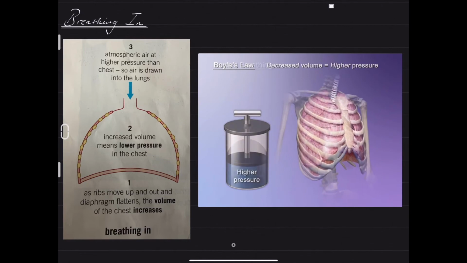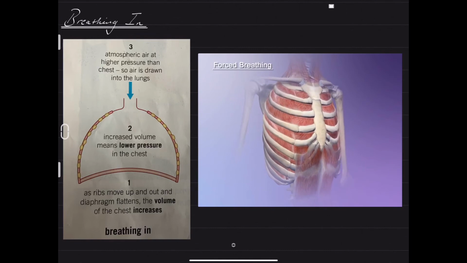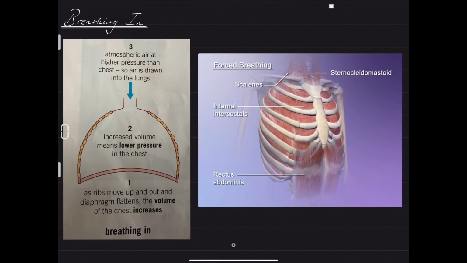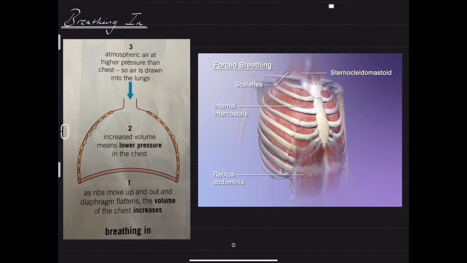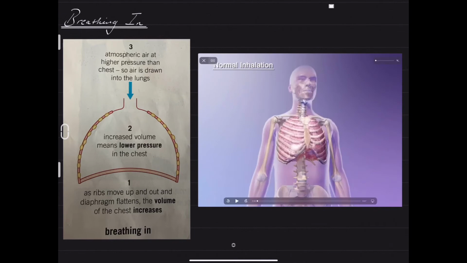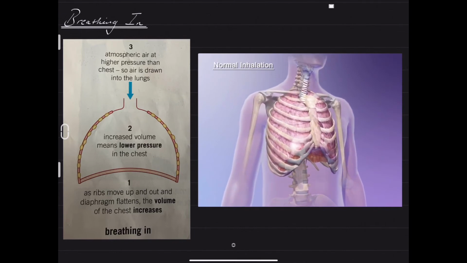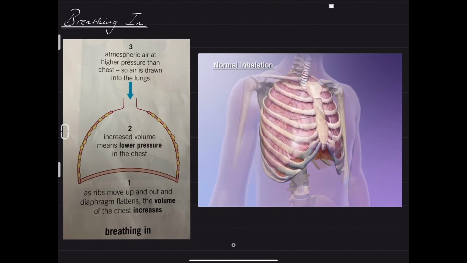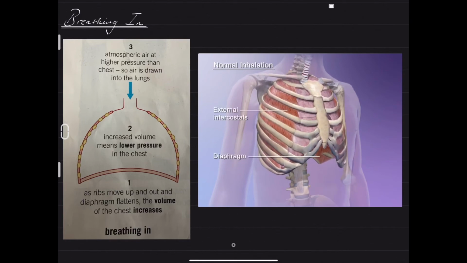And the increased volume means a low pressure in the chest. And this causes the atmospheric pressure, which is at a higher pressure outside of the chest, to be drawn into the lungs. So again, there are key words here that I want you to actually underline.